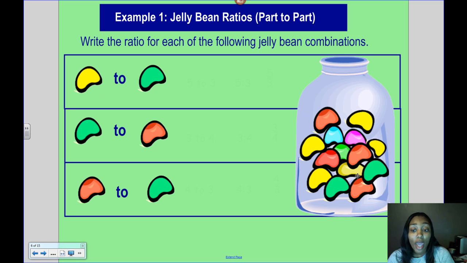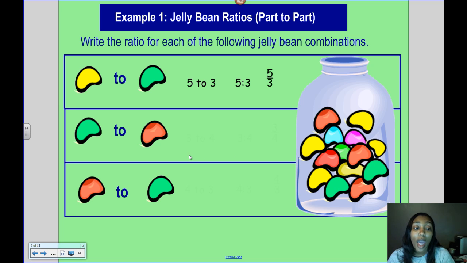So I'm going to count how many yellow jelly beans I have, and I see that there are 5 of them. And then I want to count how many green jelly beans I have, and I see that there are 3 of them. So the ratio would be 5 to 3. And if you'll notice here, we can write it 3 different ways: word form, as a symbol, or in fraction form. The next one is green to red. So I want to compare the green jelly beans to the red jelly beans. I first want to figure out how many green jelly beans I have. And as we saw in the last example, we have 3 green jelly beans.